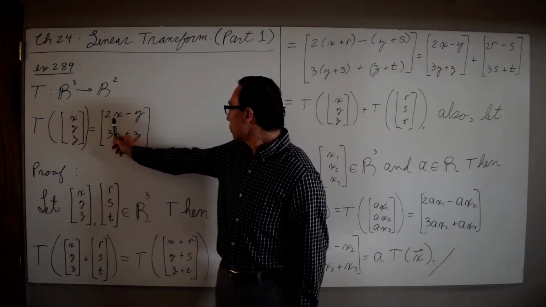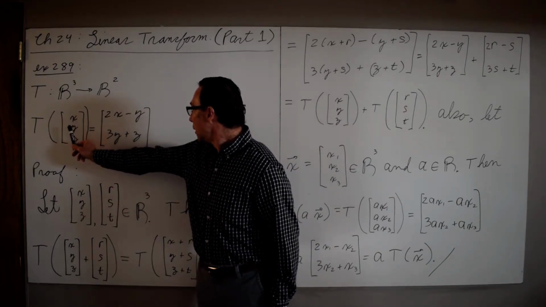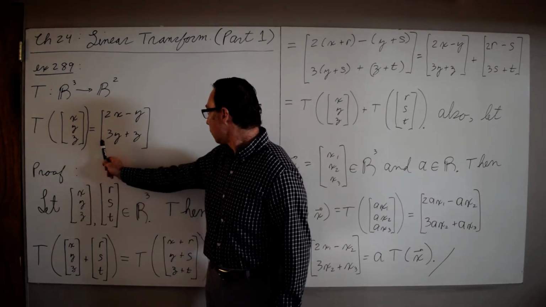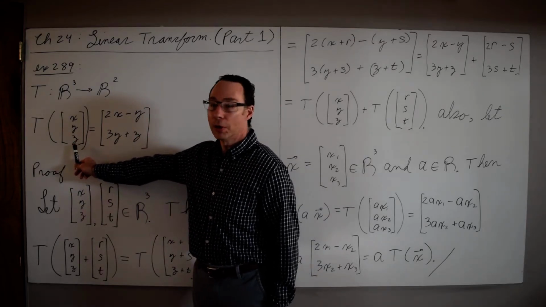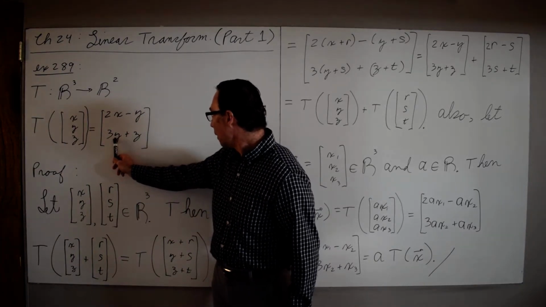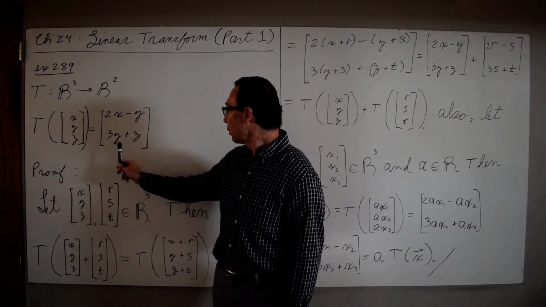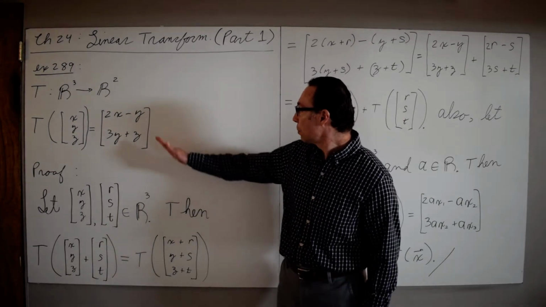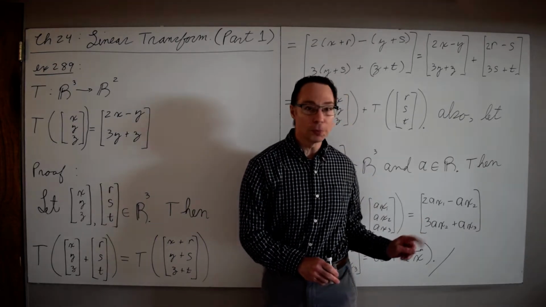So the first component is 2 times the first component minus the second component in R3. And then for the second component in R2, we have 3 times the second component in R3 plus the third component. And so we want to show that this is a linear transformation, so we want to show 2 things. Number 1, that T preserves vector addition, and number 2, T preserves scalar multiplication.